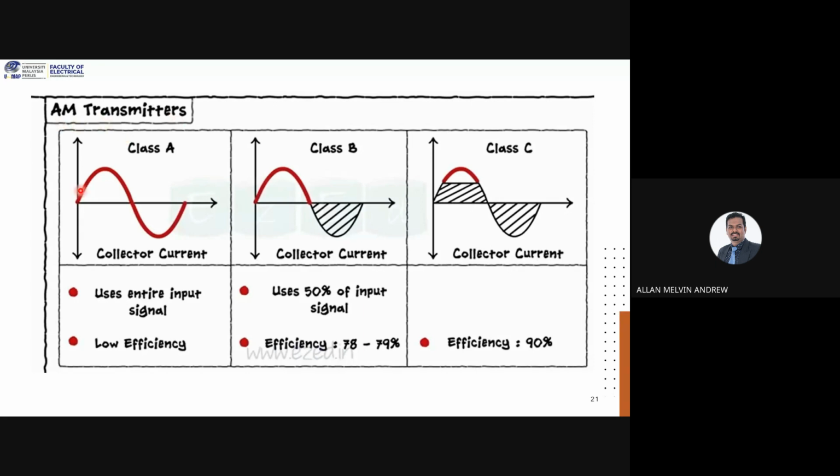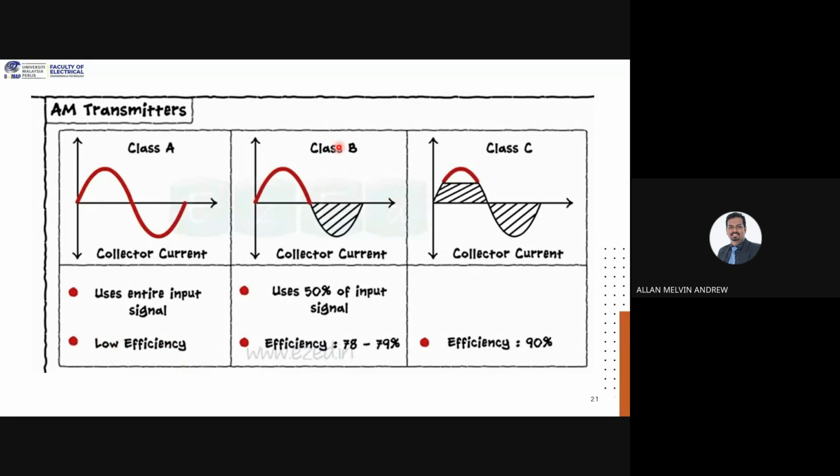Okay, so for class A, let's say this is your signal. It will use the entire input signal. Let's say your input signal is like this. It will take everything and use it in your circuit. Because it's taking everything, maybe not all the message is useful, and because of that it has low efficiency.